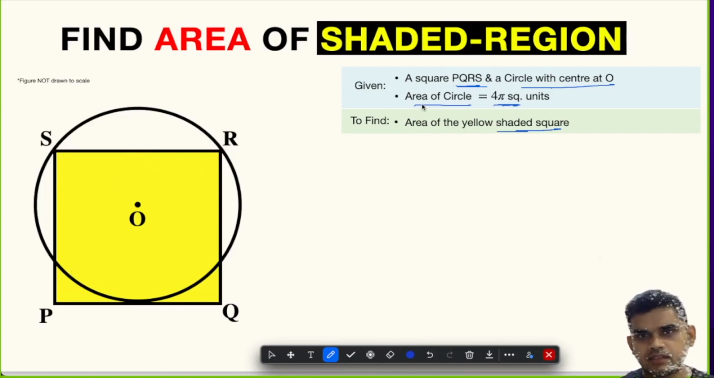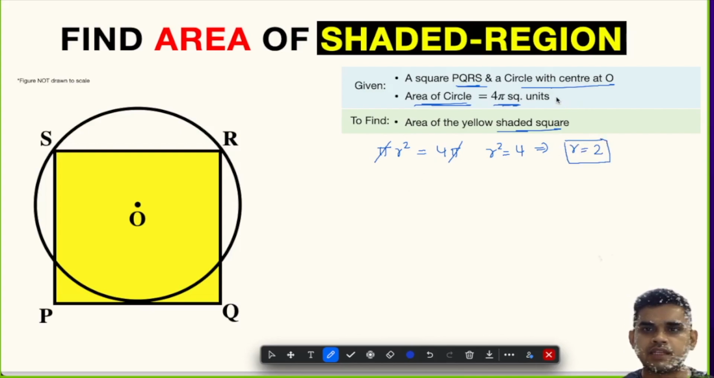So first of all, we have the area of the circle. The formula is pi times the square of the radius, which is equal to 4 pi square units. Pi and pi get cancelled. R square is equal to 4. From here, the radius of the circle is 2 units. This is what we will get from the area of the circle.